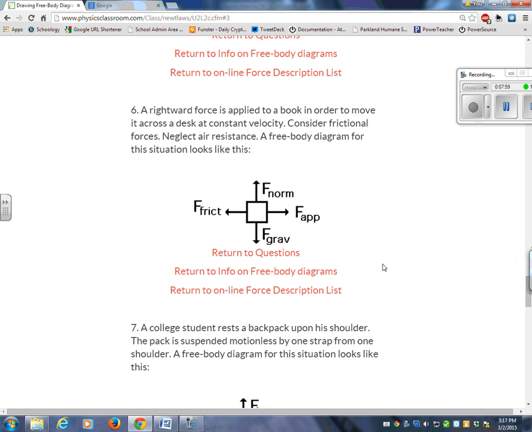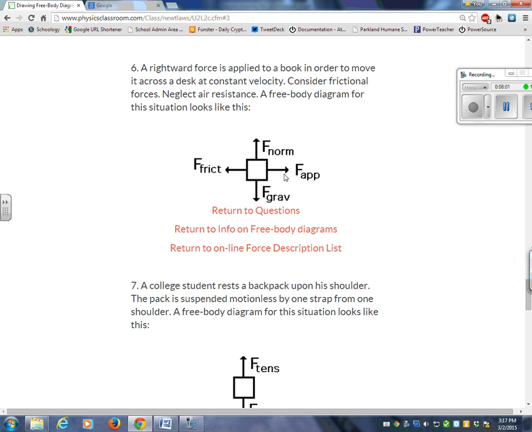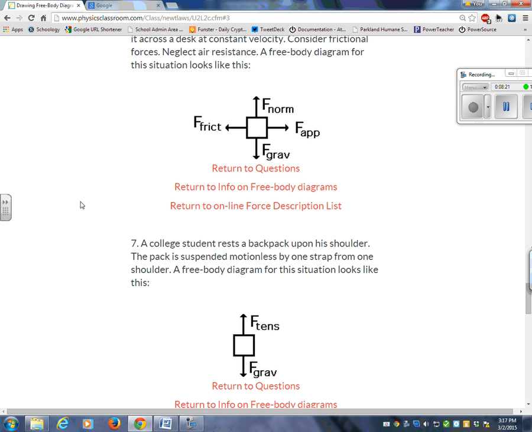How about this one here? This time it's at a constant velocity. What's different? The applied force and the friction force are equal. So the up and down are equal to each other. The left and right are equal to each other. This is all coming back to you now, a little bit.